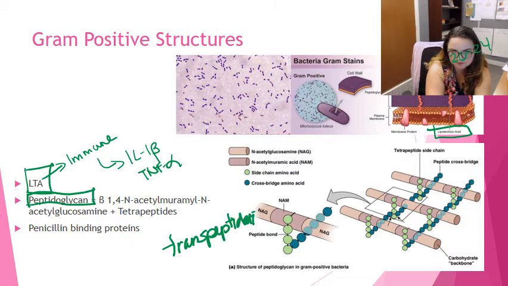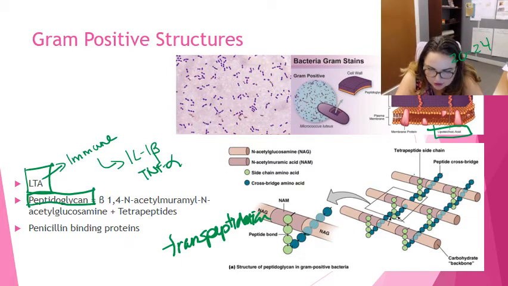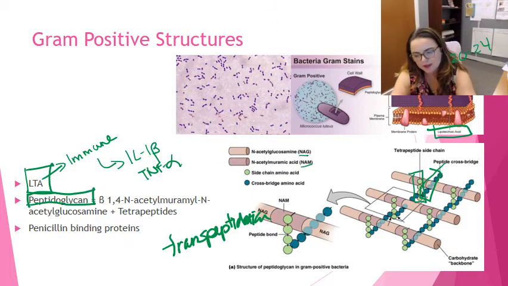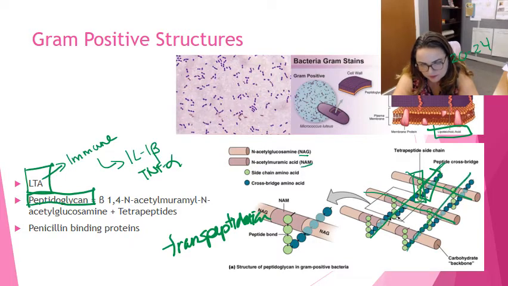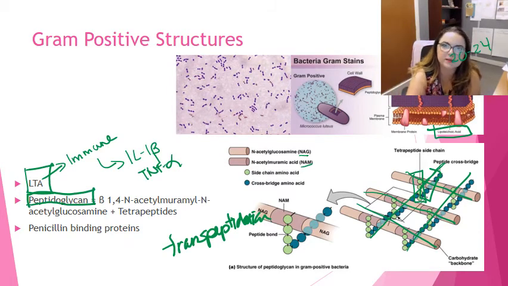transpeptidation to tetrapeptides. So if you look over here, you have these tetrapeptides, right? And then you have a peptide cross bridge, and then you have either NAG or NAM. And they're basically forming this network to kind of create this woven fashion that provides the peptidoglycan structure. So peptidoglycan is basically a combination of beta-1,4 NAM plus tetrapeptides, or beta-1,4 NAG and tetrapeptides, all working together.